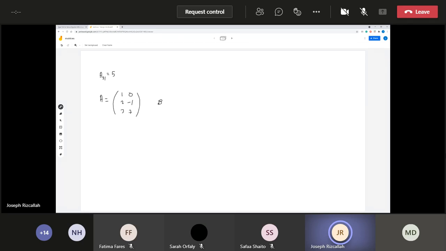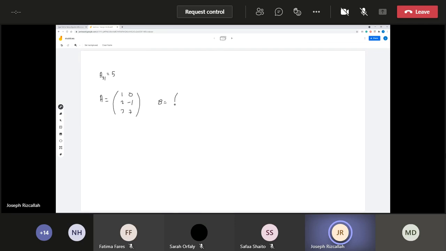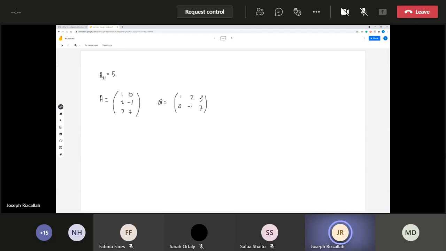It doesn't make any sense to compare it to a matrix of this form, say, for example, 1, 2, 3, 1, and so on. We compare two matrices only if they have the same size.